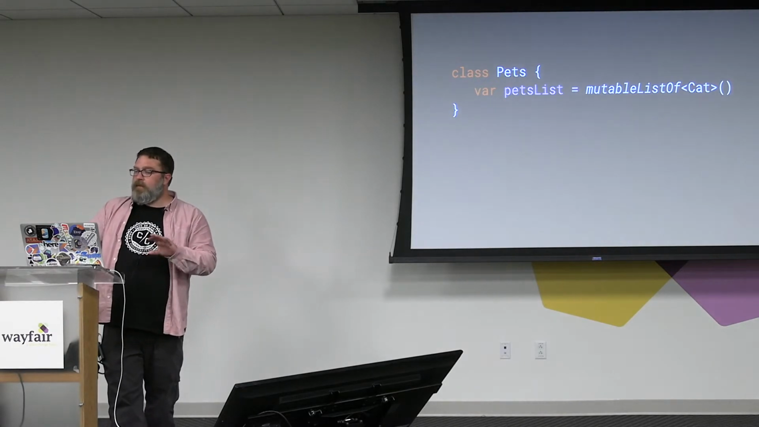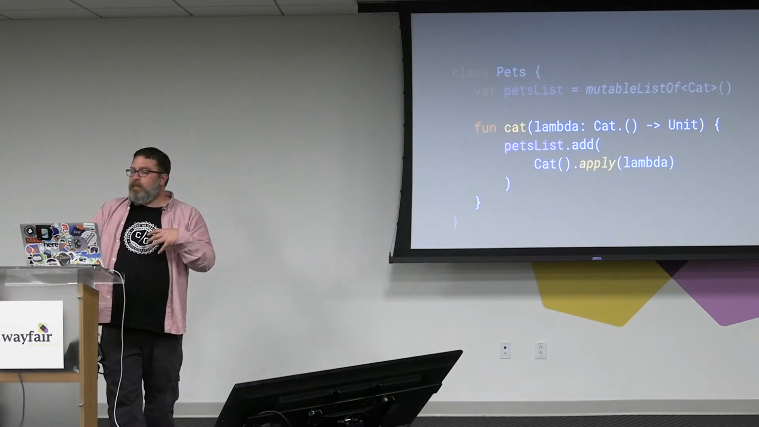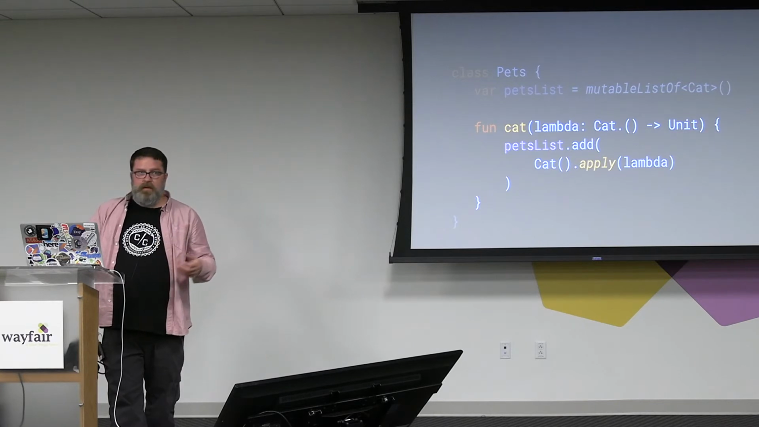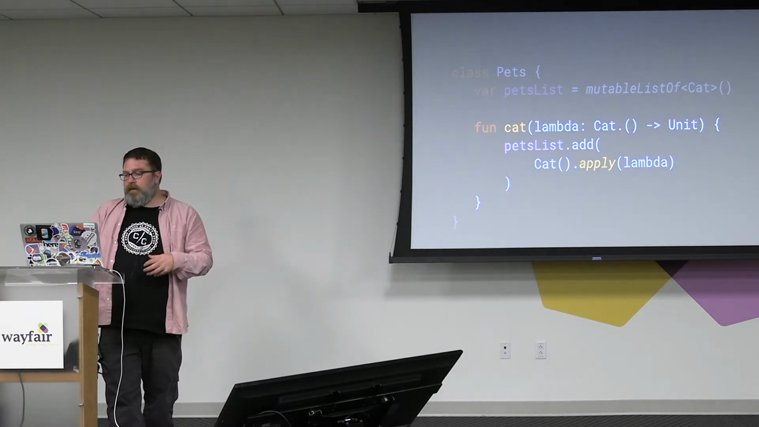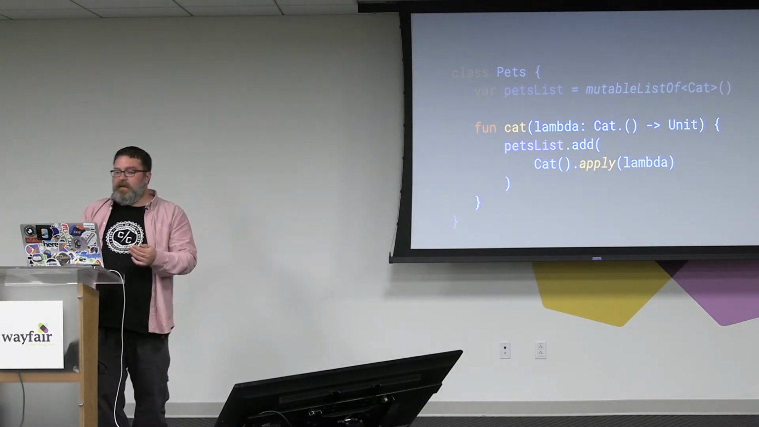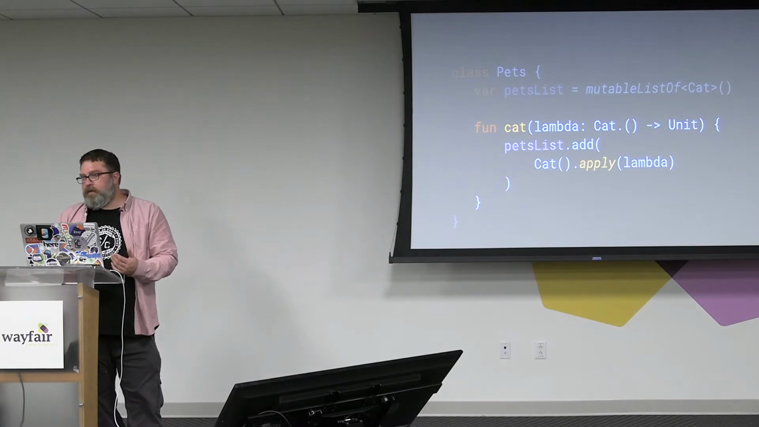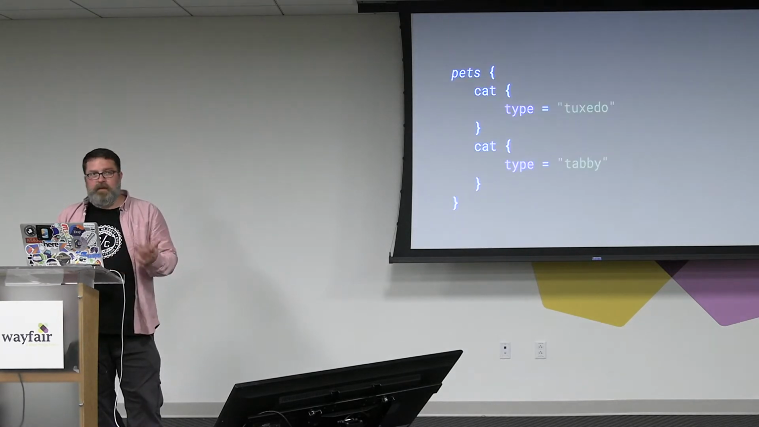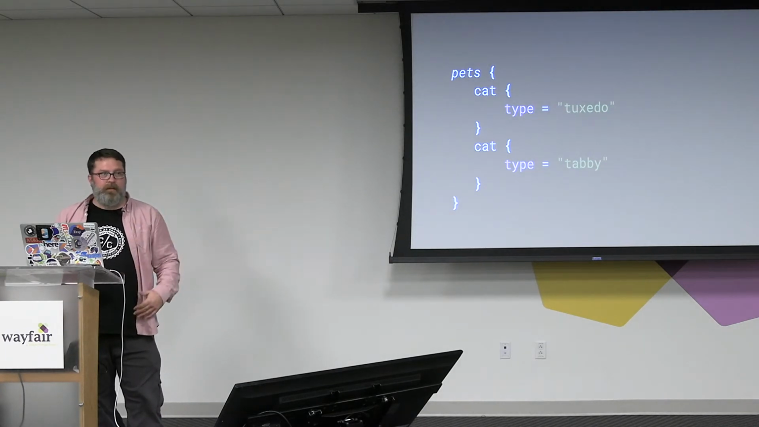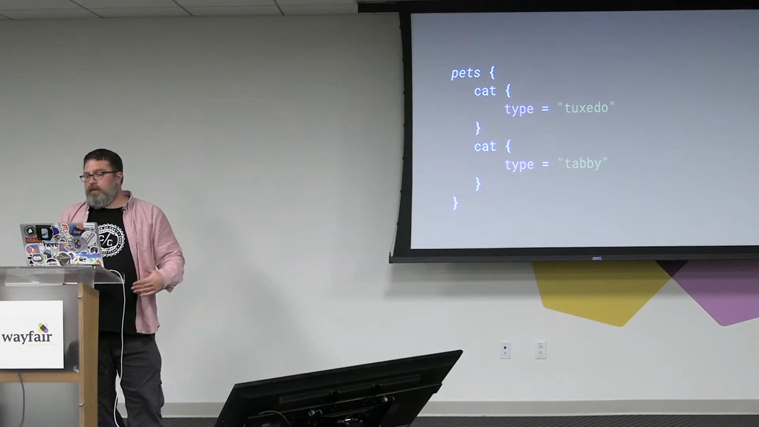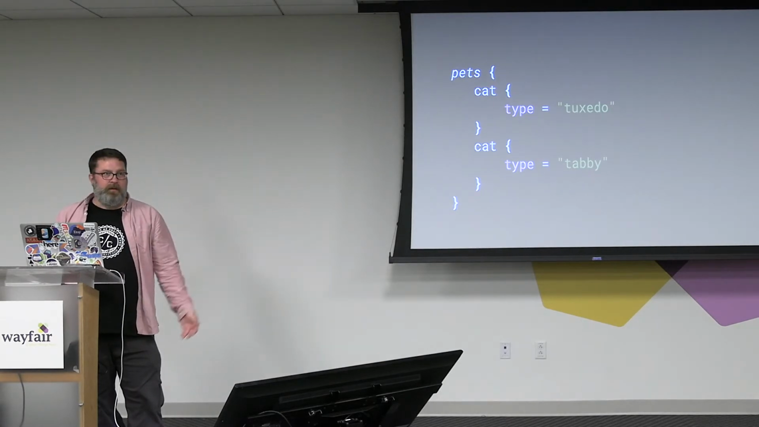But yeah, so anyway, we have our list now, but we have to go back to our cat function, and this is a factory, so we're still creating a cat, but we're just adding it to the list. And that's it. This is sort of the crux of our DSL. We've pretty much done all we need to do now. And we get this as a result. We can call cat multiple times within the context of pets and create multiple of them, and they are now stored in the pets list.